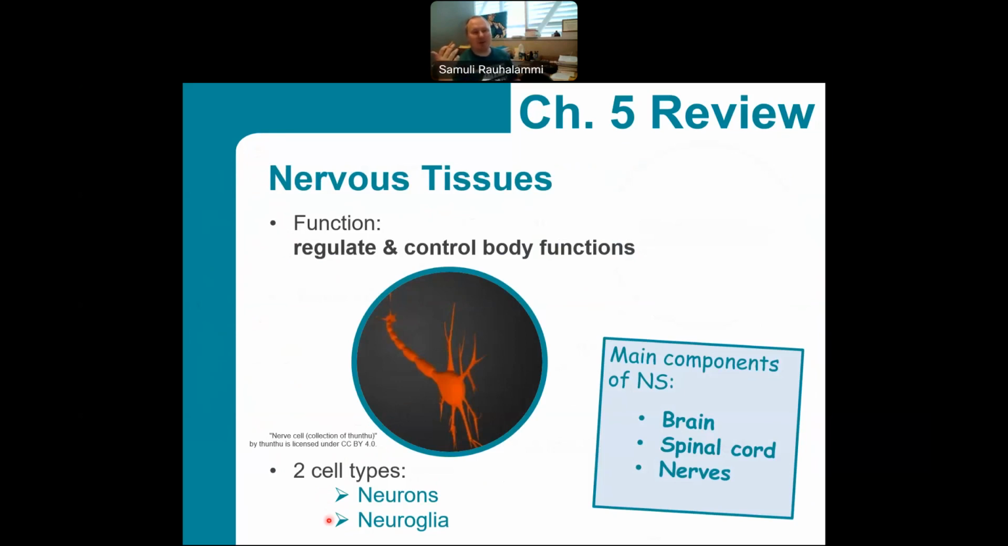Neuroglia are responsible for protecting and supporting the neurons themselves. So without neuroglia or glial cells, neurons often would struggle to be able to do their function. They protect them physically, but also physiologically, providing resources, clearing away waste products, and so on and so on.